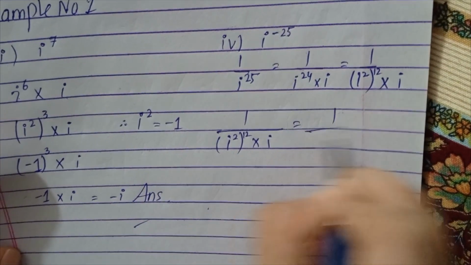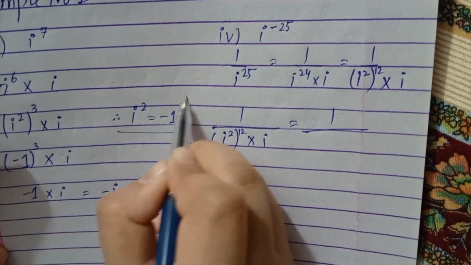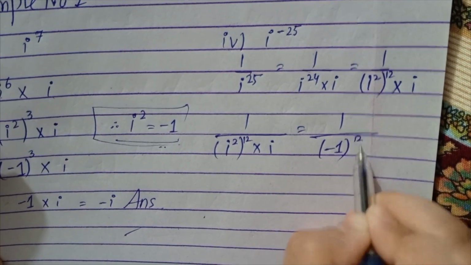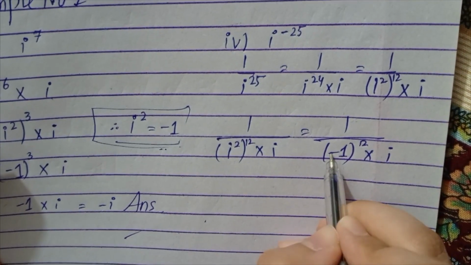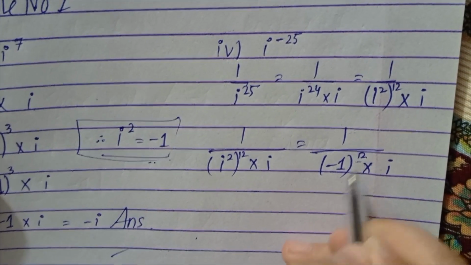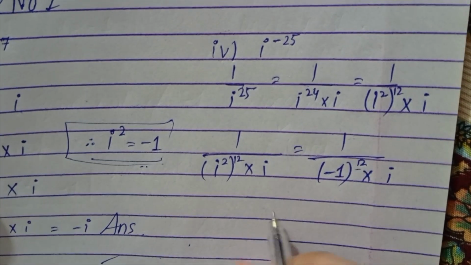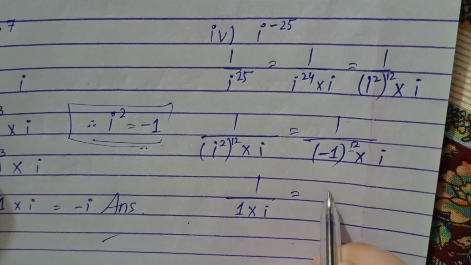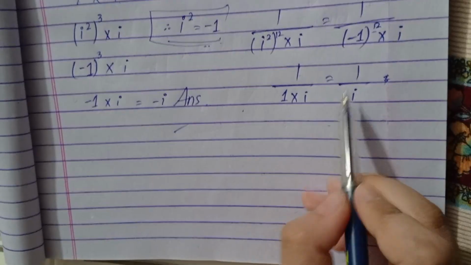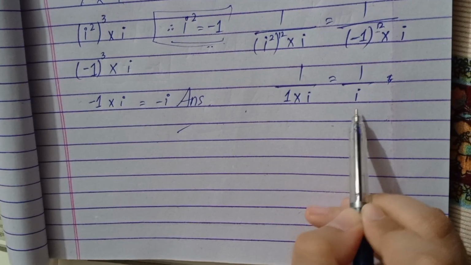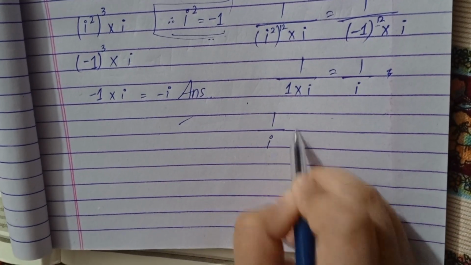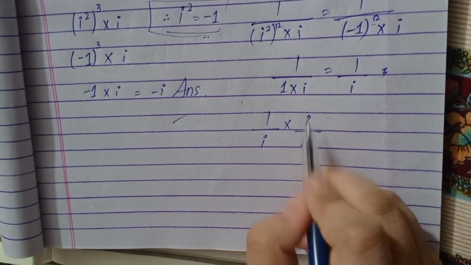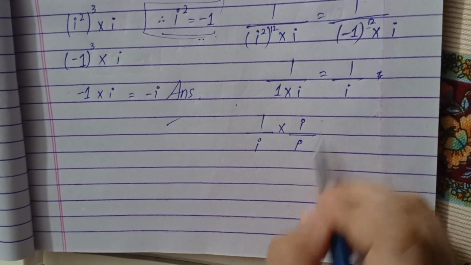Again the same way, we know that iota square is equal to minus 1. Here I have mentioned already, minus 1 power 12 cross iota. And when the power is even, our sign automatically changes to positive. So we have 1 cross iota, and I'll simply write 1 over iota. Now we have 1 over iota in the denominator. Here we are going to rationalize it. I hope you know what rationalization is. Multiply and divide with iota on both, up and down.